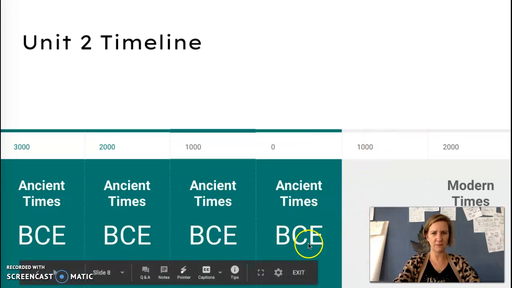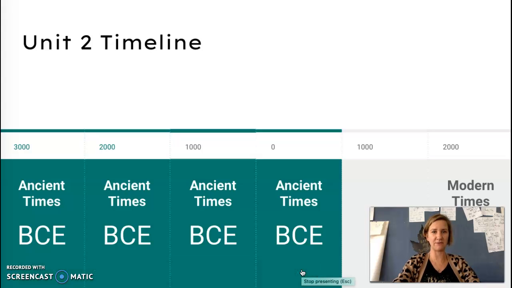I hope this was helpful for you as we get started with this unit about the Maya, the Inca, and the Aztec civilization.